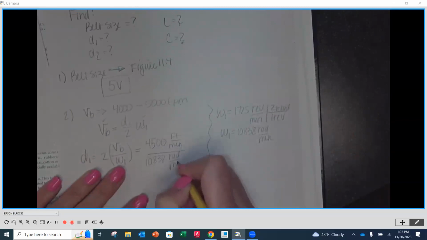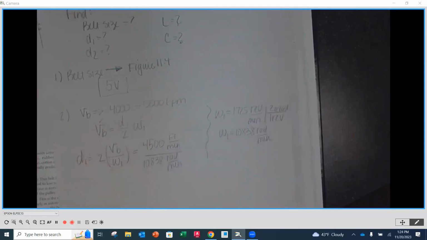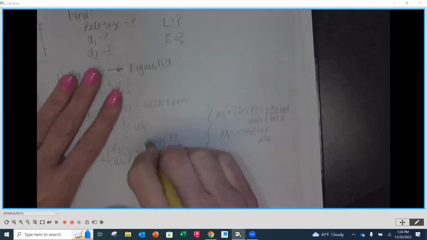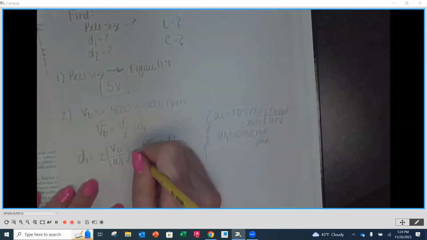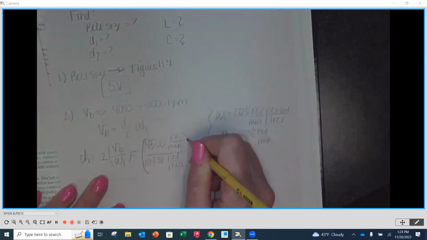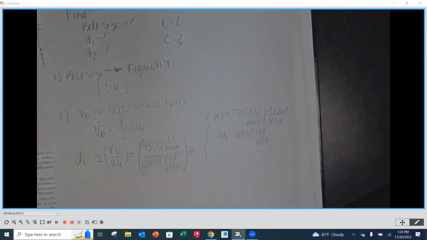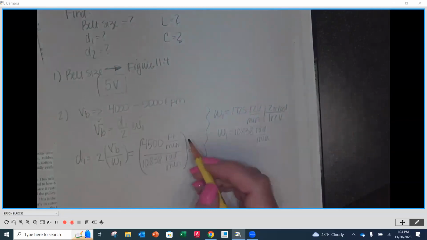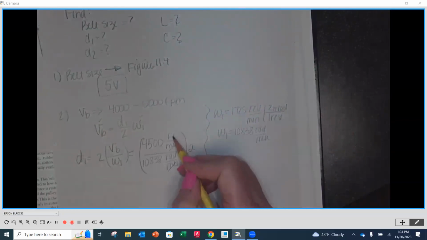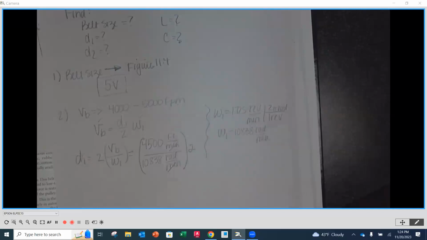So we're going to plug that in underneath here. Then I'm going to put parentheses around this and multiply this by 2, because it's 2 times once I do that work. So my minutes cancel out and I'm going to be left with feet. Feet divided by radians is feet, right? So go ahead and calculate your D1.